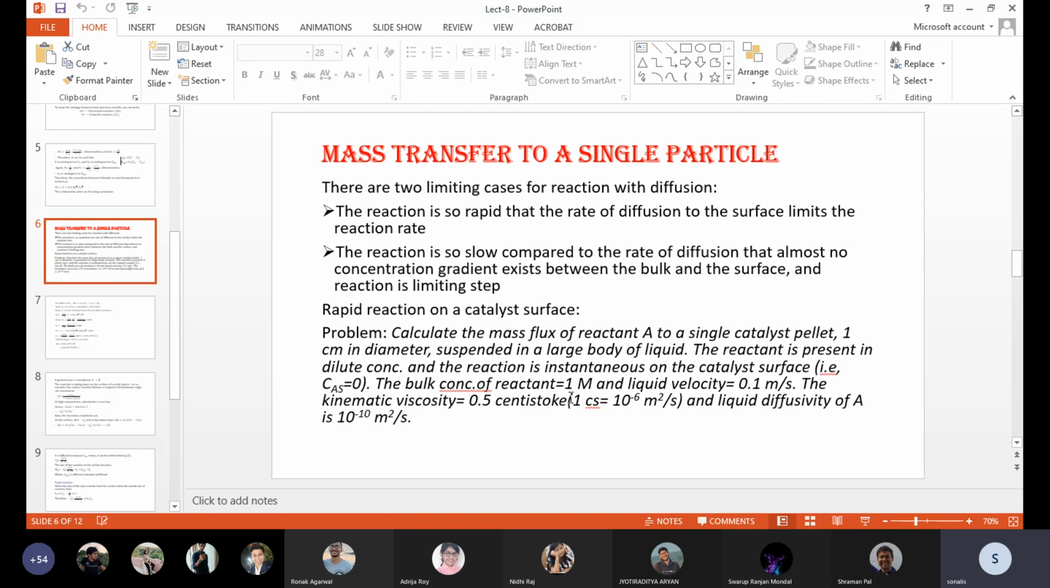The bulk concentration of the reactant is 1 molar and liquid velocity is equal to 0.1 meter per second. The kinematic viscosity is 0.5 centistokes. 1 centistokes is equal to 10 to the power minus 6 meter square per second. This is given to match the units, and liquid diffusivity of A is 10 to the power minus 10 meter square per second. These are the data given.